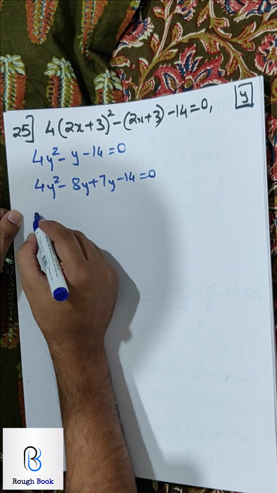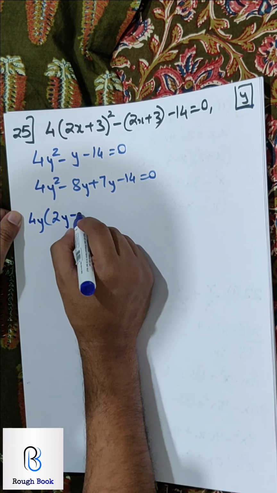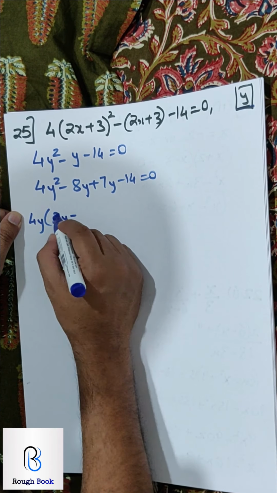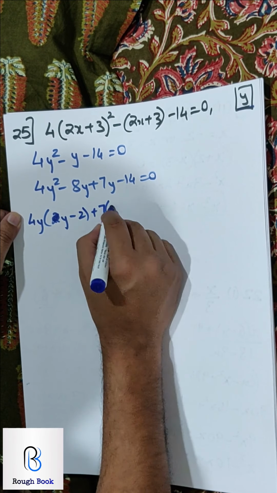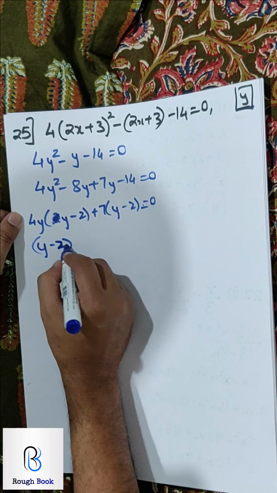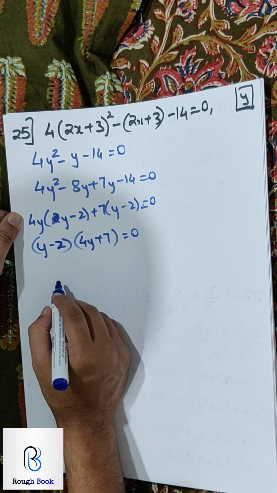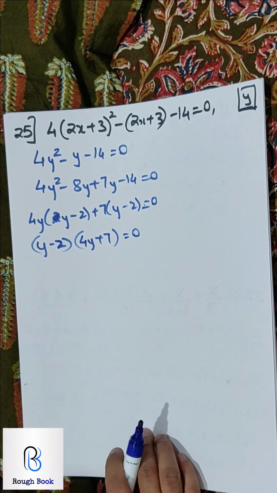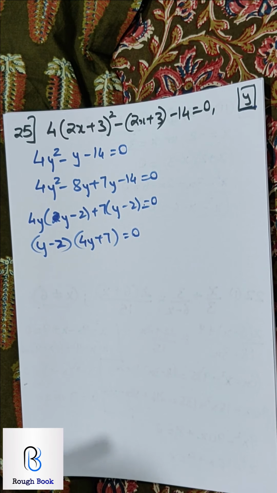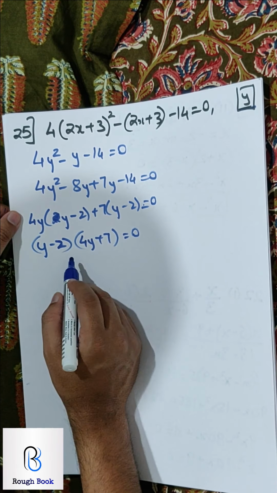So the difference is common, it is 4y. So 1y minus 2 plus 7, so y minus 2 again. So y minus 2, 4y plus 7. You can either resubstitute here or get your answer in terms of y and then resubstitute. Both are fine. I think we can first resubstitute.